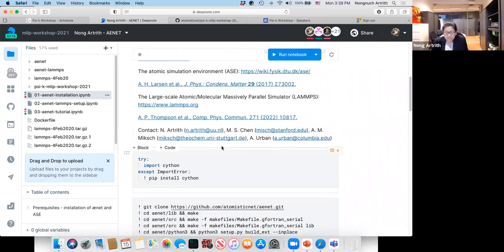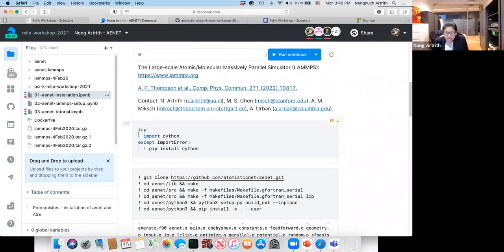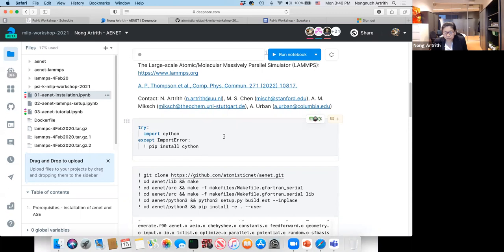So this first one is just install ANET. And I just prepared this. This is also my first time to use Deepnote, so maybe I cannot answer your questions very well on Deepnote, but I tested it, and also Venkat and Elena have already tested and run it. Everything seemed to work well with this.